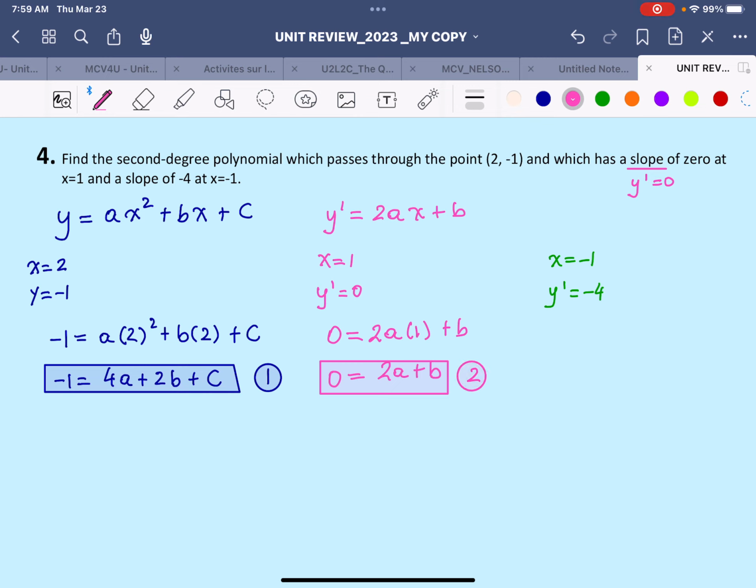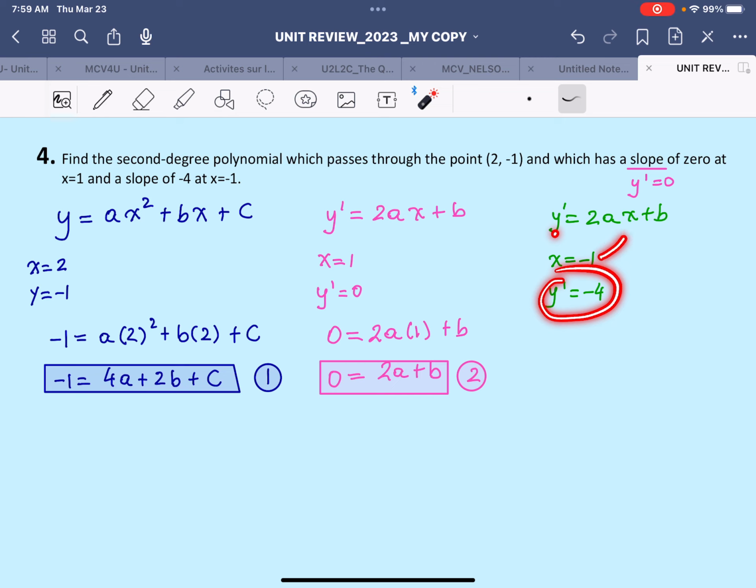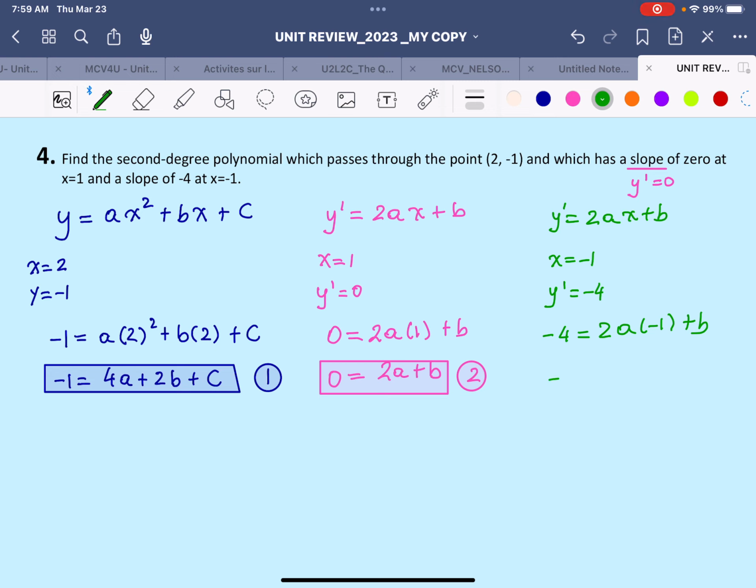Now, the last equation is very easy to build because we've already prepared the equation to use in this case. We are still dealing with the derivative. So y prime equals 2ax plus b. Now this time, y prime is negative 4 at x equals negative 1. So wherever we see y prime, we'll write negative 4. And wherever you see x, we'll write negative 1. So we have negative 4 equals negative 2a plus b. And that would be our third equation.